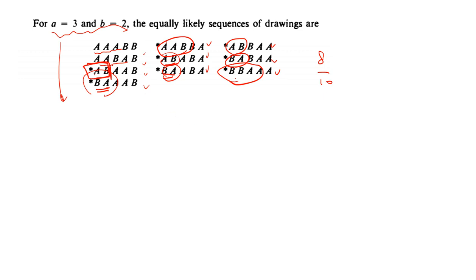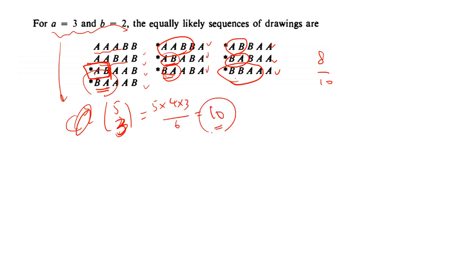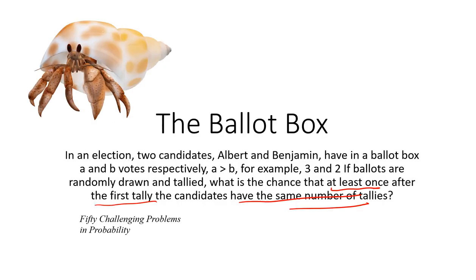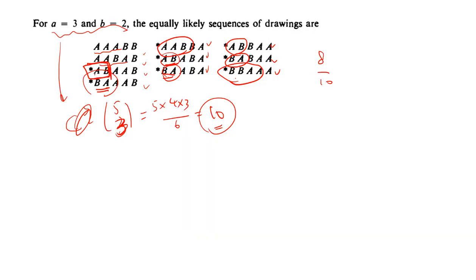Okay, so the total number you can count as 5 choose 3, because you can choose the positions for A. So total we have 10, and then we want to ask how many of them. Okay, what is the chance? So we ask about the probability. You guys can think for 10 minutes, or as long as you want, and after that we can start solving. Okay, so the solution.